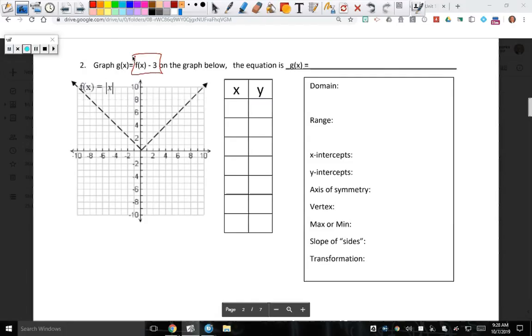My function is now changed. Okay? F of x, let's highlight this together. F of x is that. Do you see how it labeled it? F of x is equal to the absolute value of x. So another way that I could write g of x is basically my original, then minus 3. Okay? Here we go. The domain.